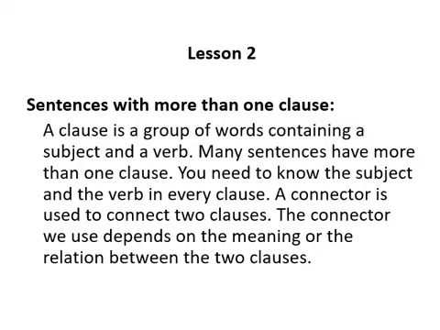I have more than one clause, but each clause has a subject and a verb. You need to know the subject and the verb in every clause. لازم أعرف في كل جملة فين السبجكت وفين الverb. A connector رابط is used to connect two clauses. The connector used depends on the meaning or the relation between the two clauses. الكونكتور اللي بستعمله ده يعني بيختلف، وده بيعتمد على المعنى أو العلاقة اللي بين التو clauses.